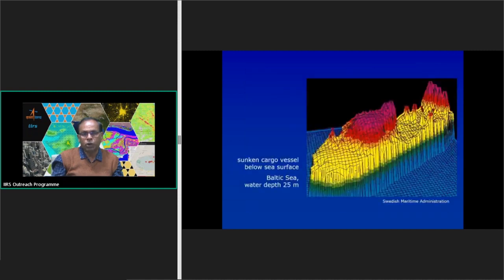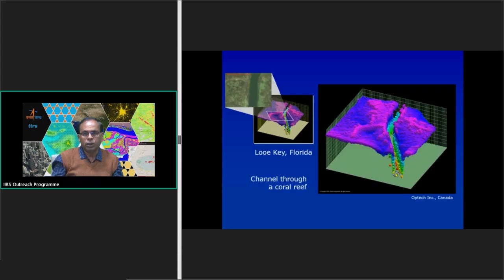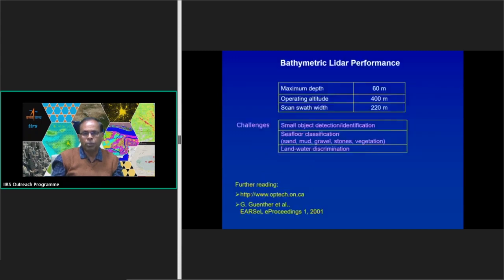This is the sunken cargo vessel in the Baltic Sea, mapped by the LiDAR data, and this is the channel through the coral reef. The maximum depth which can be measured by LiDAR is 60 meters, the operating altitude is 400 meters, and the scan width is 220 meters.